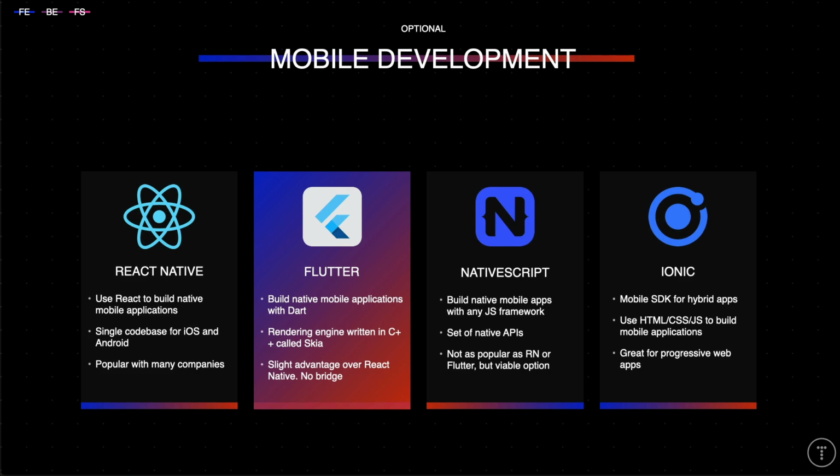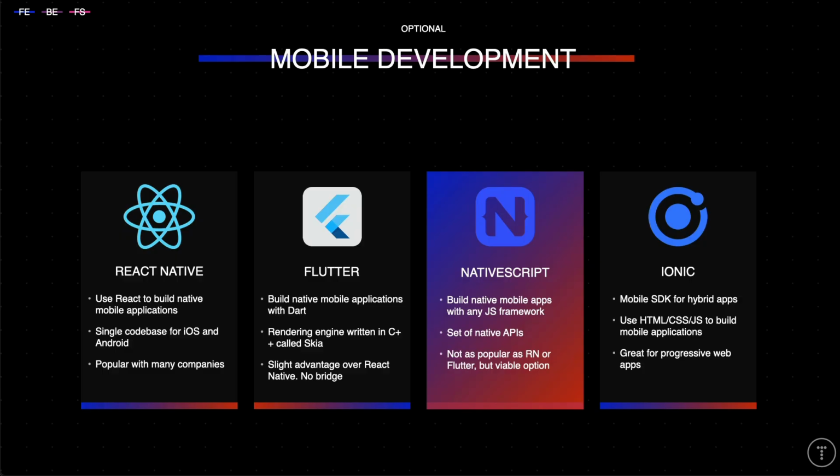Now, you also have NativeScript, which allows you to access native APIs using JavaScript. So you can technically use any framework you want to build native mobile apps, whether it's React, Vue, Svelte, Angular, or even just vanilla JavaScript. So like I said, it gives you a set of native APIs to work with. It's not as popular as React Native or Flutter, but it could be a viable option, especially if you want to stick to Vue or Svelte or Angular.